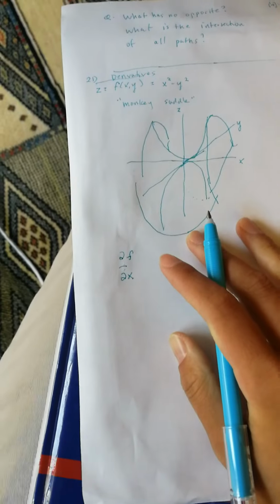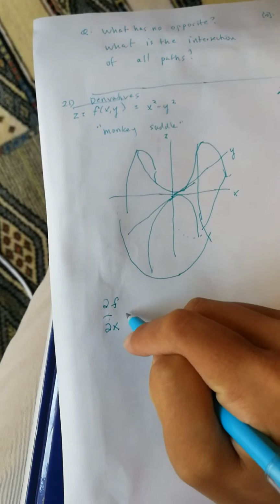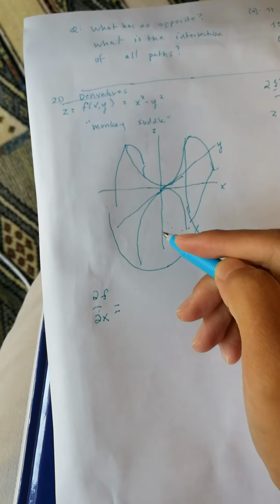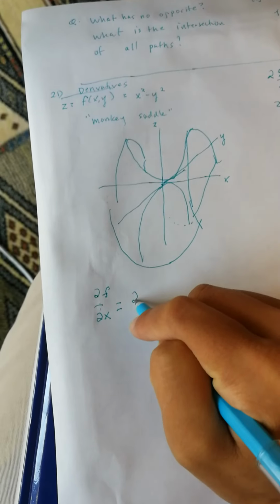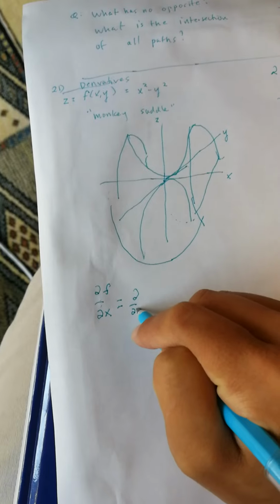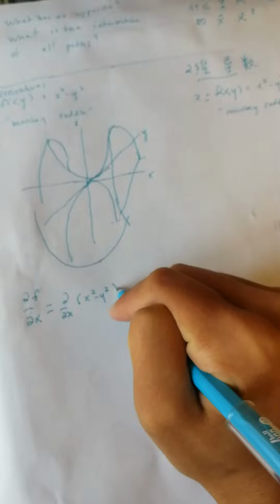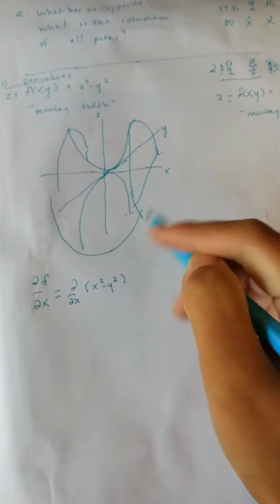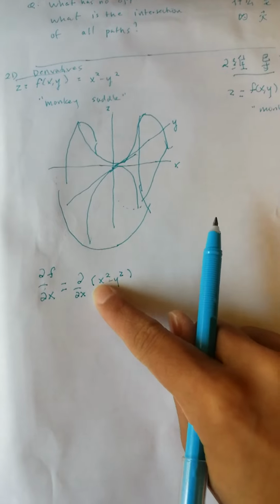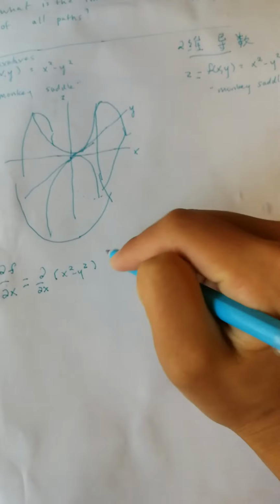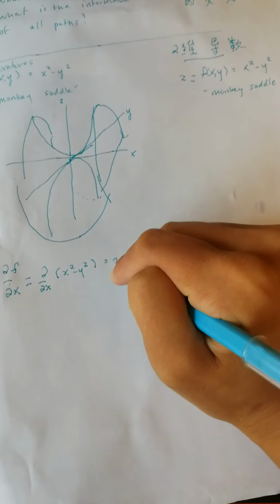Okay, so let's calculate what is partial f partial x as defined in my previous lectures. Then you just take partial x of x squared minus y squared. And you just treat the y as a constant, so it's like x squared minus some number, okay? And then we know how to take the derivative with respect to x of that, 2x.